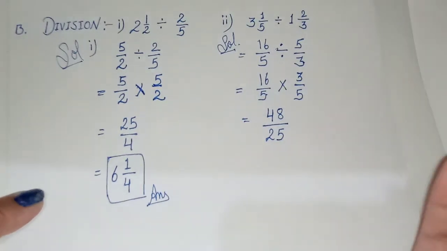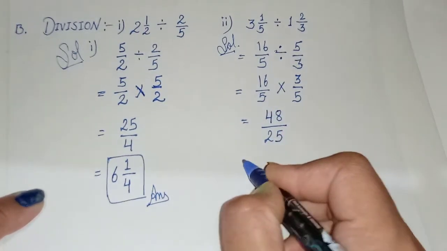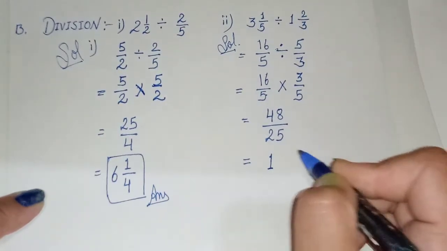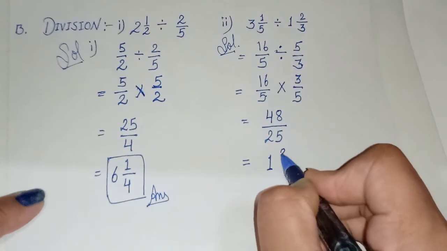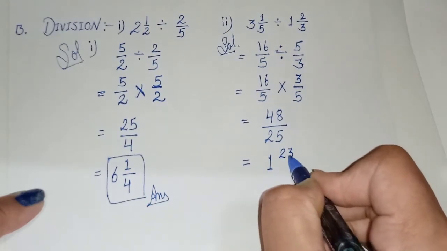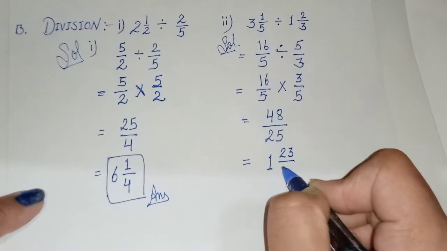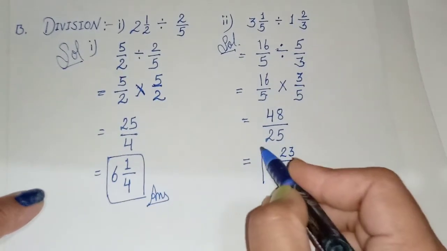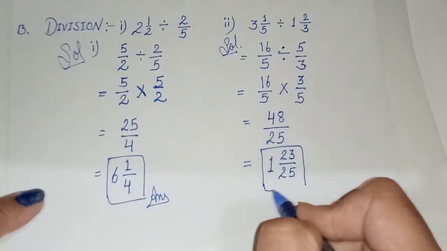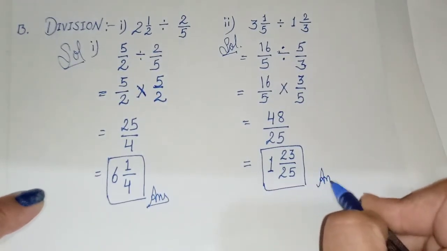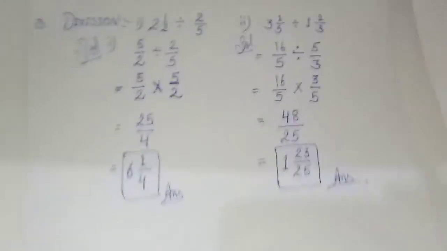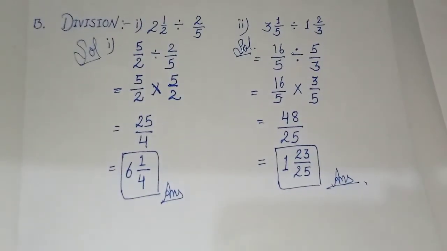So again we have the answer as an improper fraction. Let us change it into mixed form. 25 1s are 25. Then the remainder is 23 upon 25. So here our answer is 1 integer 23 upon 25. So in this video we have learnt about multiplication of fractions as well as division of fractions.